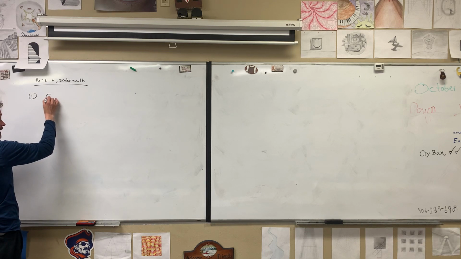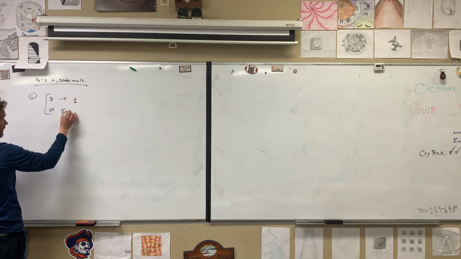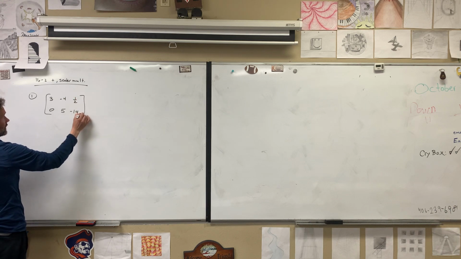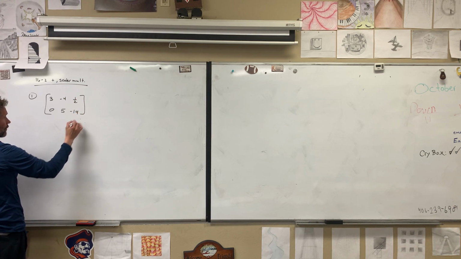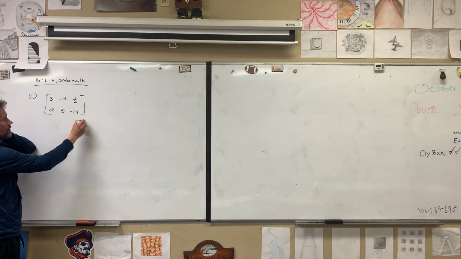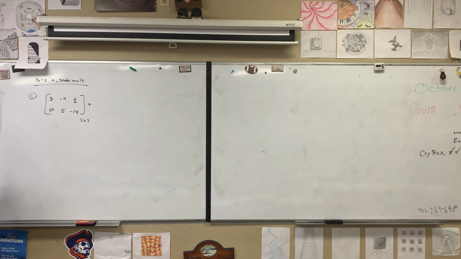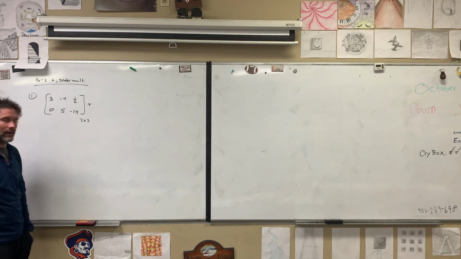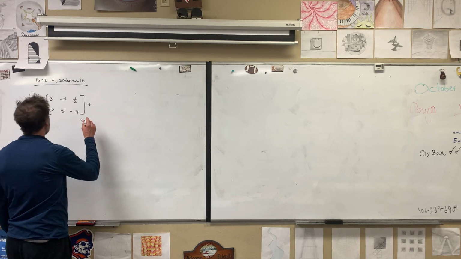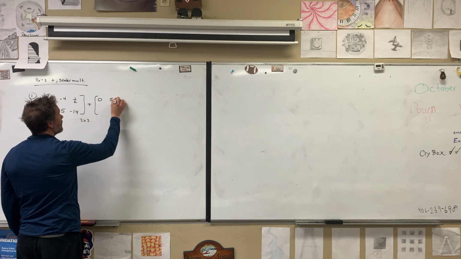Now, let's say I have a matrix 3, negative 4, 1/2, 0, 5, negative 14. What are the dimensions of this? 2 by 3. Yeah, 2 by 3. So if I want to add it to something, what am I going to have to add it to? Yeah, it's going to have to be added to a 2 by 3. Multiplication is a little bit different, but addition needs a 2 by 3, so I'll pick some numbers here.